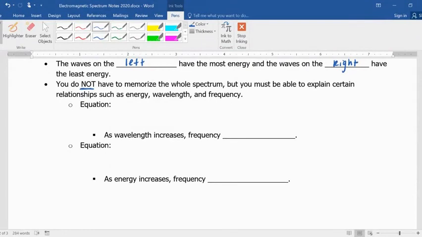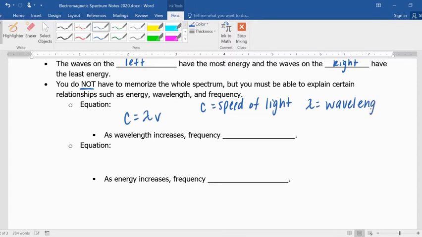So, an equation that you don't have to memorize and we actually aren't even going to use, but I just want you to be aware that exists, is the equation c equals lambda nu, where c is the speed of light, lambda is wavelength, and nu is our frequency.